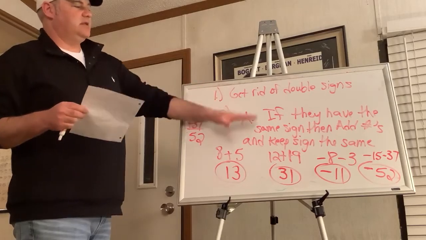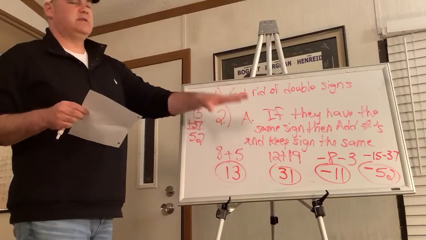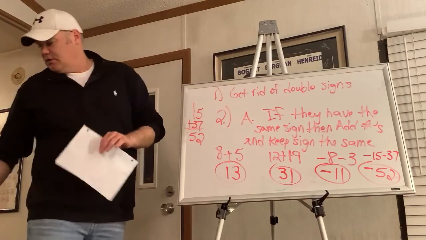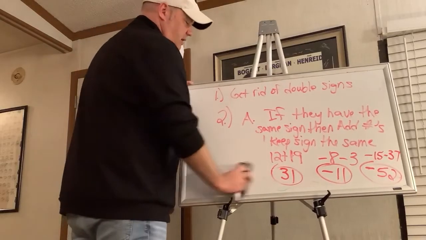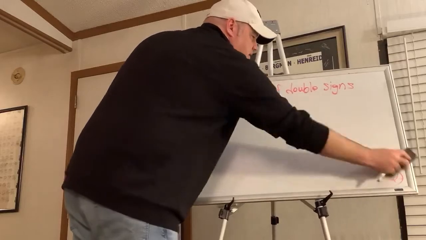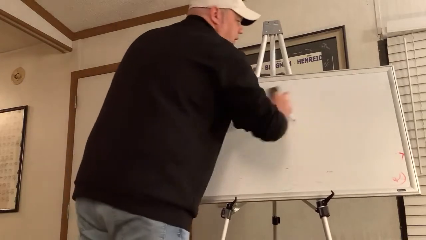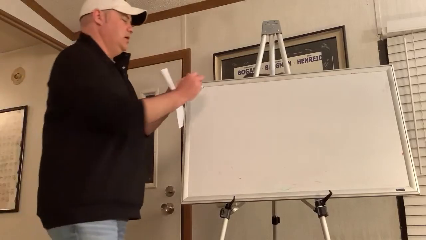Second step, this is 2a right here. If the signs are the same, keep the sign the same, add the numbers. Okay? 2b, and I'm not quoting Shakespeare, 2b, and I'm actually going to erase step 1, so I have a little more room here, because I was running out of room on that one. My boards are much smaller at home.